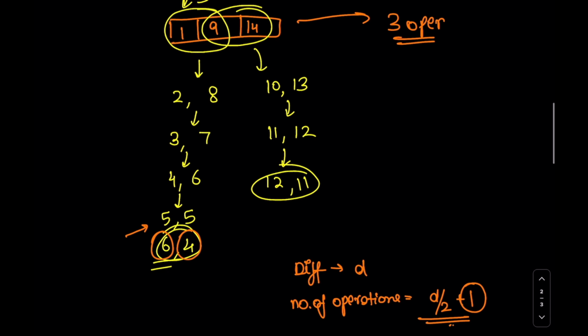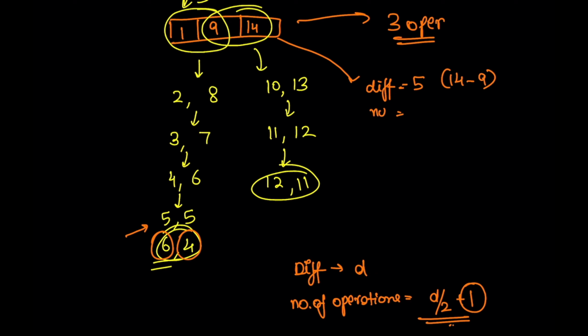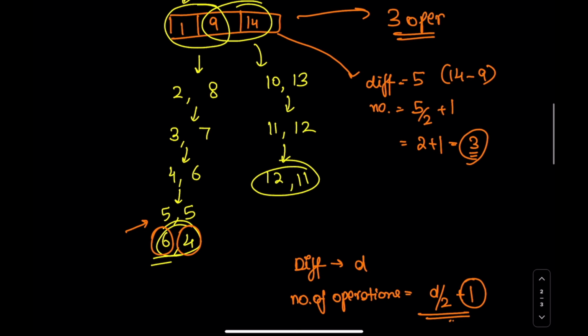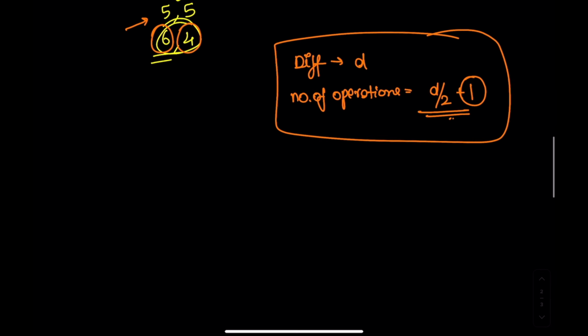And here, let's see. For this, the difference is 5. Right? 14 minus 9, 5. So the number of operations was 5 by 2 plus 1. So that is 2 plus 1 and that equals 3. So yes, this is the required thing.